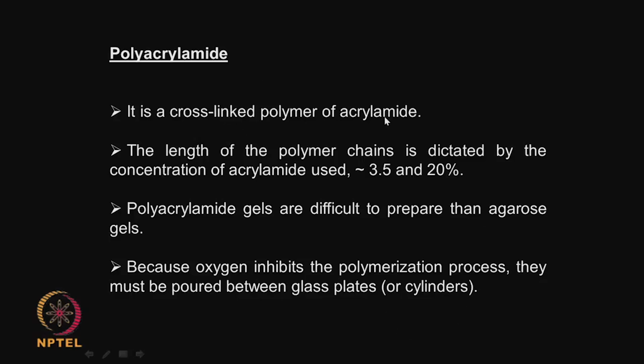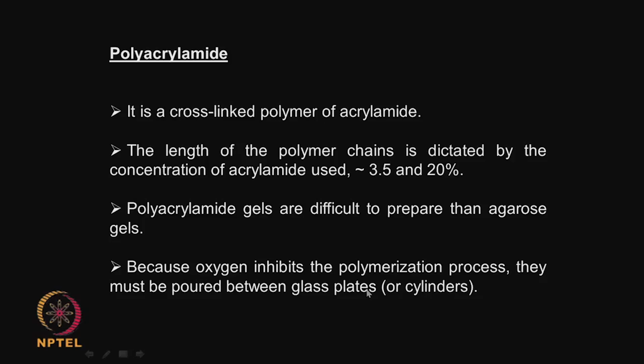Polyacrylamide is a cross-linked polymer. It is a synthetic polymer. The length of the polymer chain is dictated by the concentration of acrylamide. Generally, it is about 3.5 to 20%. These gels are more difficult to prepare than agarose gels. Because oxygen inhibits the polymerization process, they must be poured between glass plates.